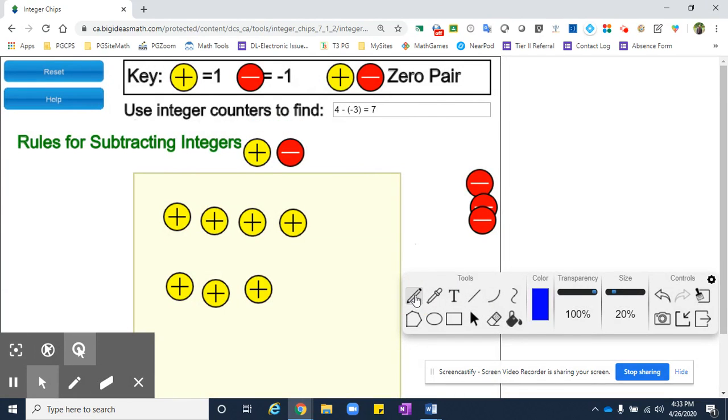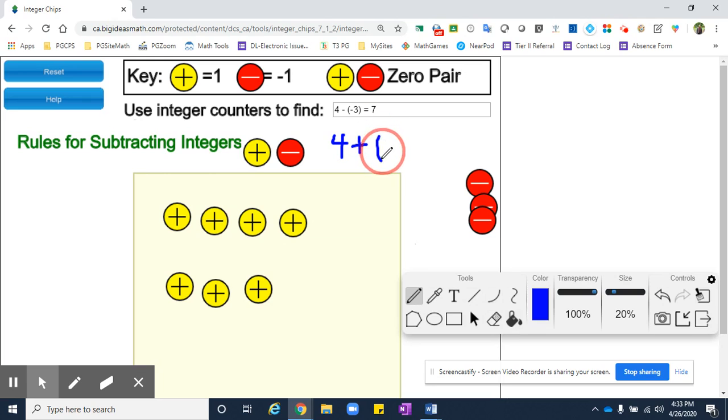Now, let's do what we said earlier about the pattern, that subtracting is the same thing as adding its opposite. So we got 4 plus, so add its opposite. What's the opposite of -3? A +3. That's supposed to be a parentheses. So 4 plus 3 is 7. So we still got the same answer. So hopefully this helps.